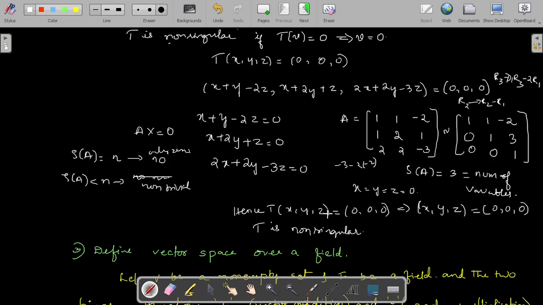Hence, you will get T of (x, y, z) equal to (0, 0, 0) implies (x, y, z) equal to (0, 0, 0). That means only the 0 vector is mapped to 0. Hence, T is a non-singular transformation.